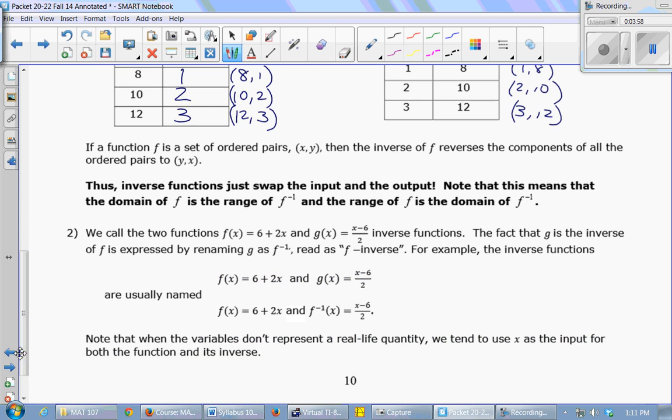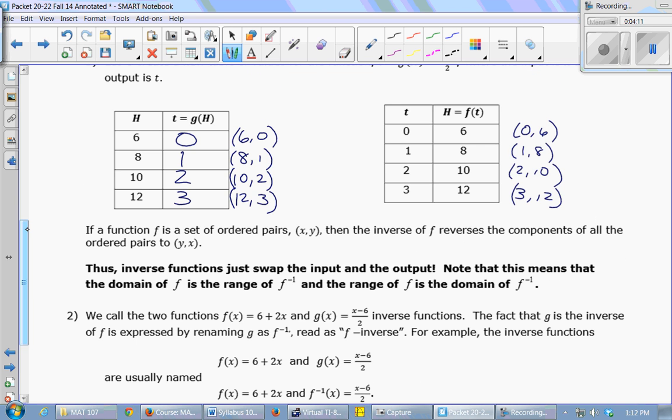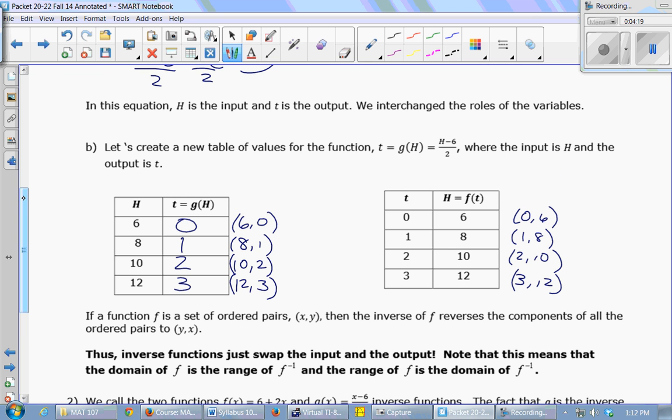So inverse functions swap input and output. So that means that the domain of f is the range of f inverse, and the range of f is the domain of f inverse, right? Because the domain is the set of all inputs. So the domain of f is the set of all inputs into f. Those are going to be outputs from the f inverse, right? This other function that takes the outputs from the original function and gives you the input back.